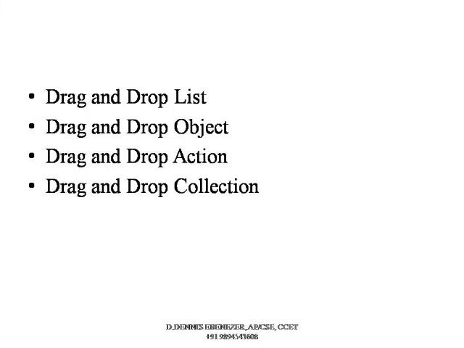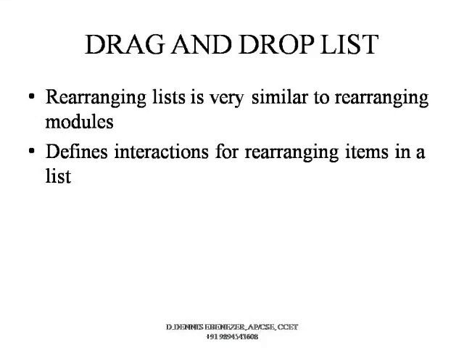Now we can see the types of drag and drop options that can be placed in a web page. There are 4 items that can be used in drag and drop. They are drag and drop list, drag and drop object, drag and drop action, and drag and drop collection. The first one is the drag and drop list. Here, the list of data that is available in a form can be dragged and rearranged. It is very similar to the rearranging of modules.